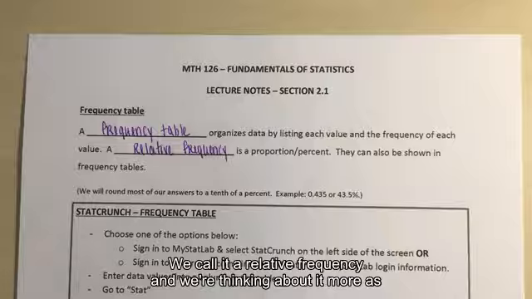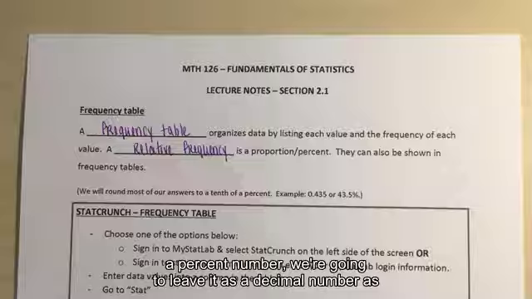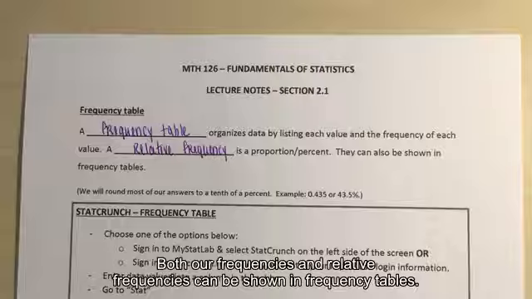We call it a relative frequency, and we're thinking about it more as a proportion because we're not actually going to change this into a percent number. We're going to leave it as a decimal number as we're working through a lot of these. Both our frequencies and relative frequencies can be shown in frequency tables.